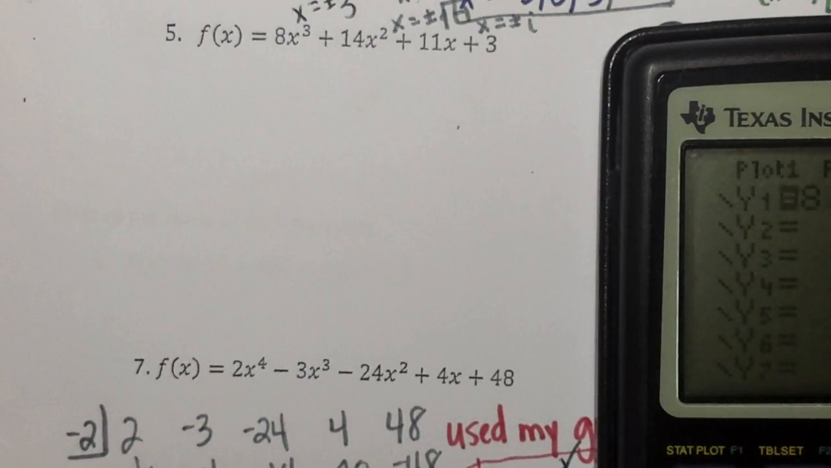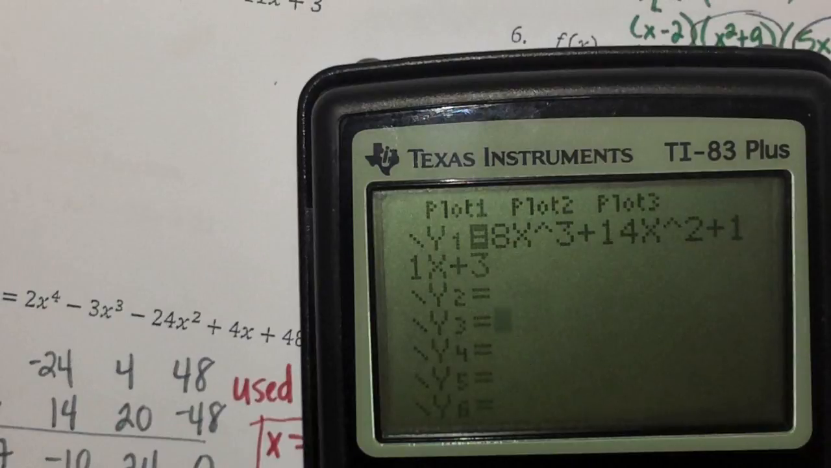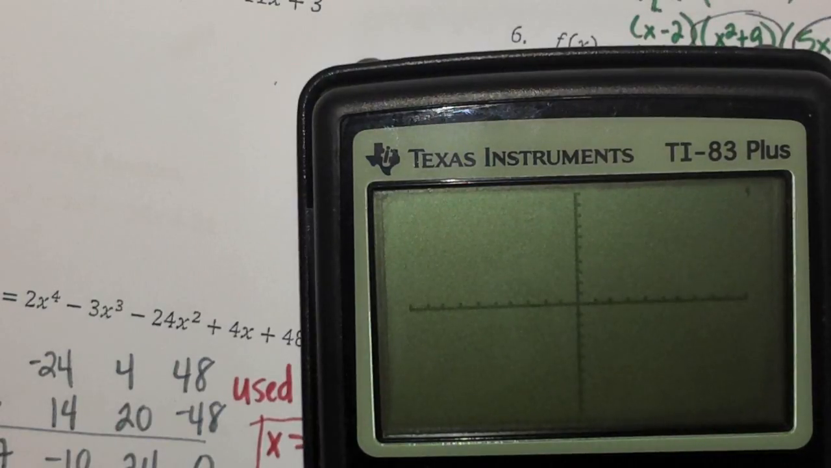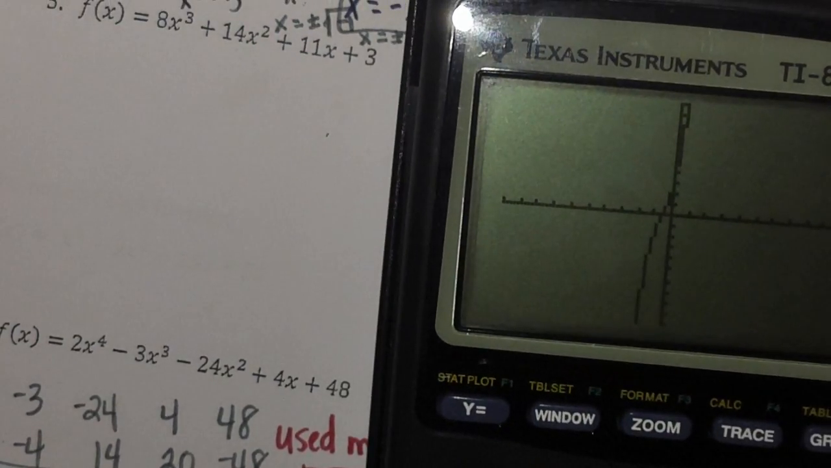Okay, so if we graph 5, 8x to the third plus 14x squared plus 11x plus 3, we graph it. I thought I was going to get a snake going up the wall because it was a leading coefficient of a positive 8 and it was degree 3. And hey, for once I really did get a snake going up the wall. Yay! What's sad about this snake, though? Where's he crossing that x-axis?